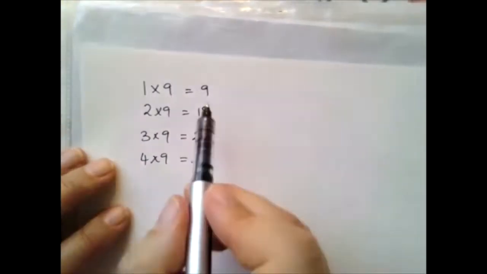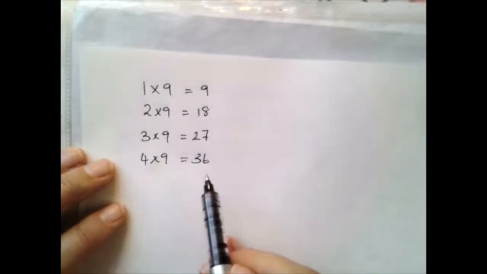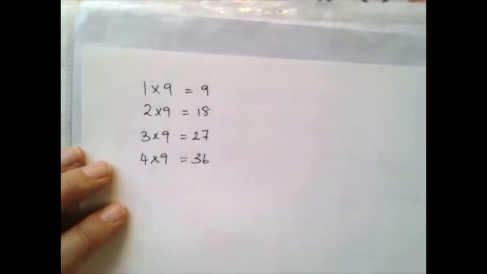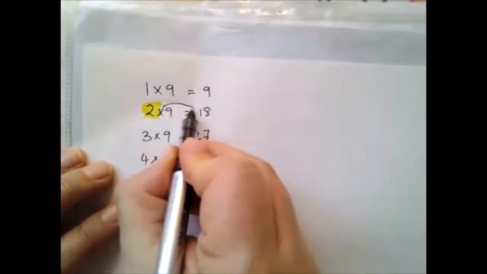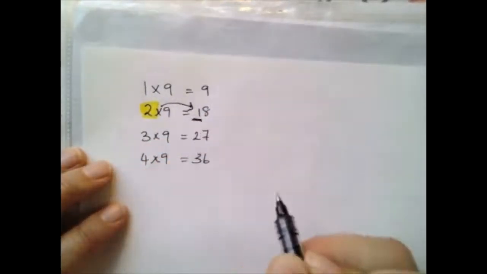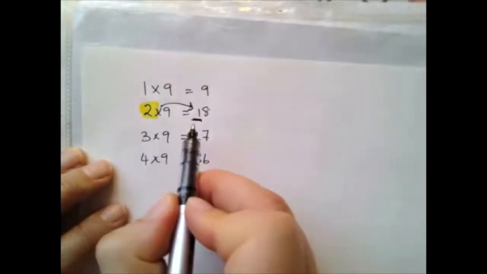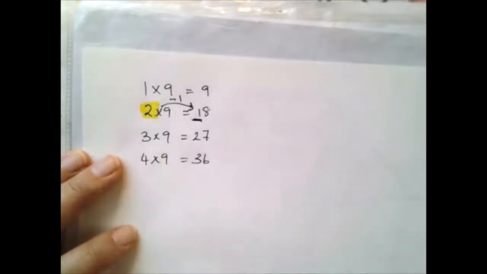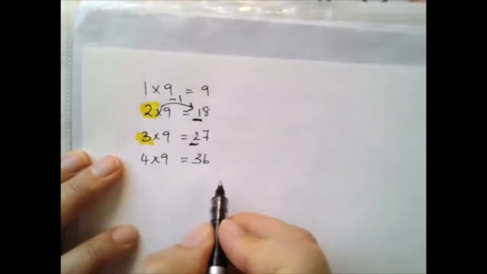Okay, so these are numbers in my 9 times table. If I go from 2 times 9, so I start with a 2, what do I subtract to get to the tens digit here? 2, I subtract a 1. What about here? I start with my 3. What do I do to get to my tens digit? Well, actually, I subtract 1 as well.